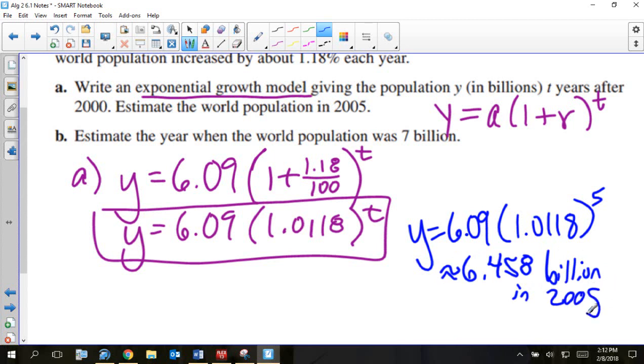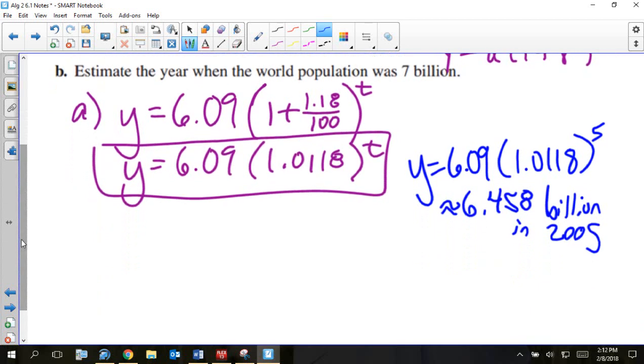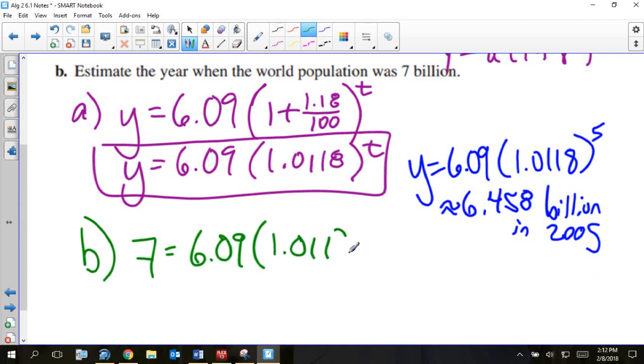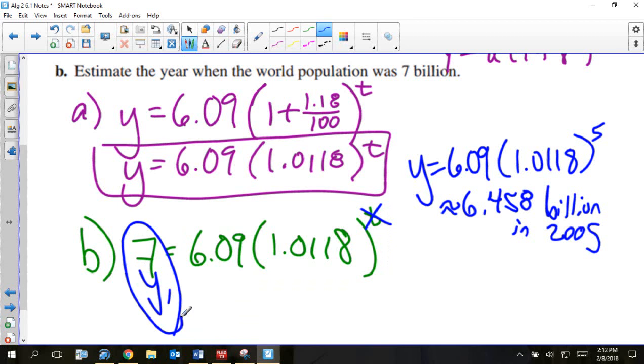So that's part A. Part B says estimate the year when the world population was 7 billion. So for part B, the population goes in the Y spot, 7. And then we have equals 6.09 multiplied by 1.0118 to the t. And this is where we're going to use our graphing calculator table. So you won't be able to use t. You'll have to use x. You're not using 7. You're using Y1. But then on the table, you're looking when y is 7. So I'll do it too, so you can see it. Type it in.